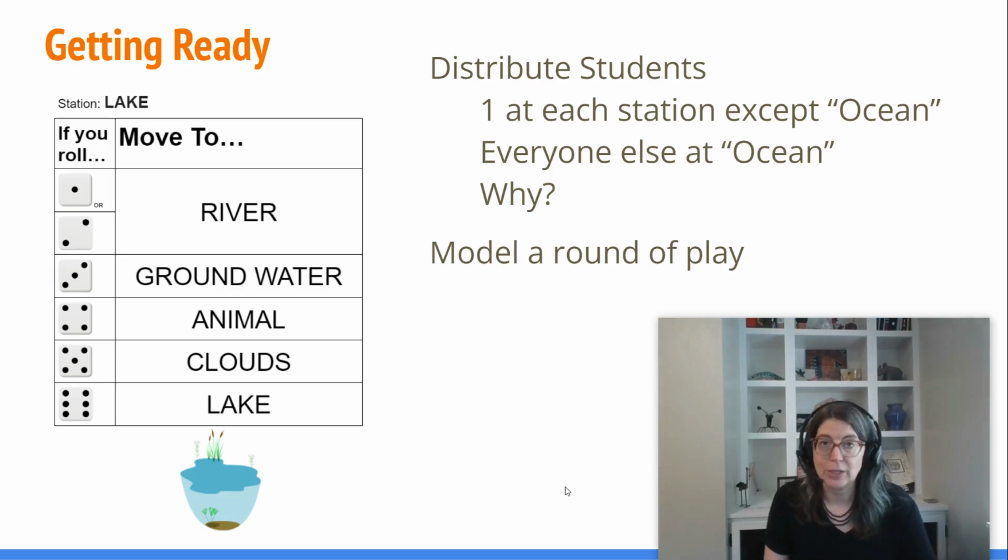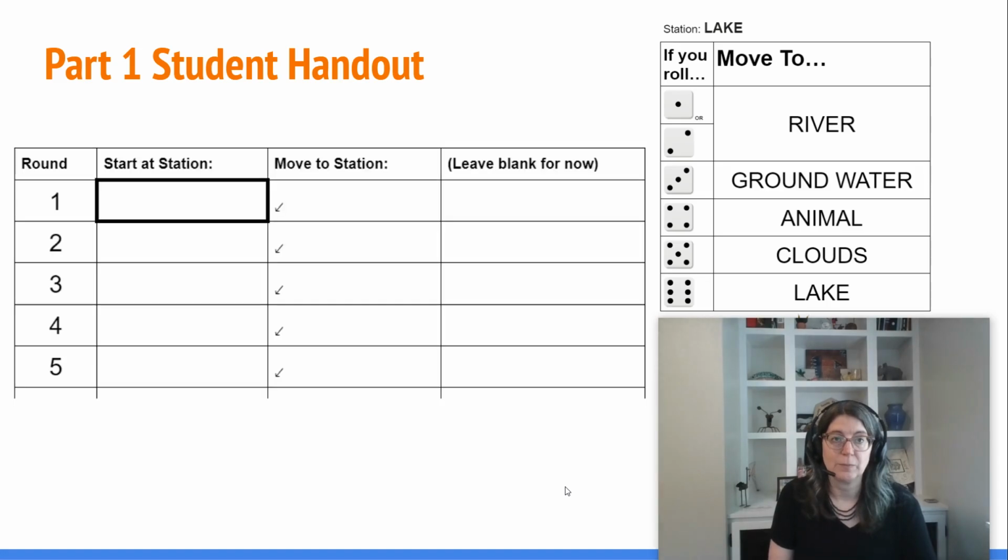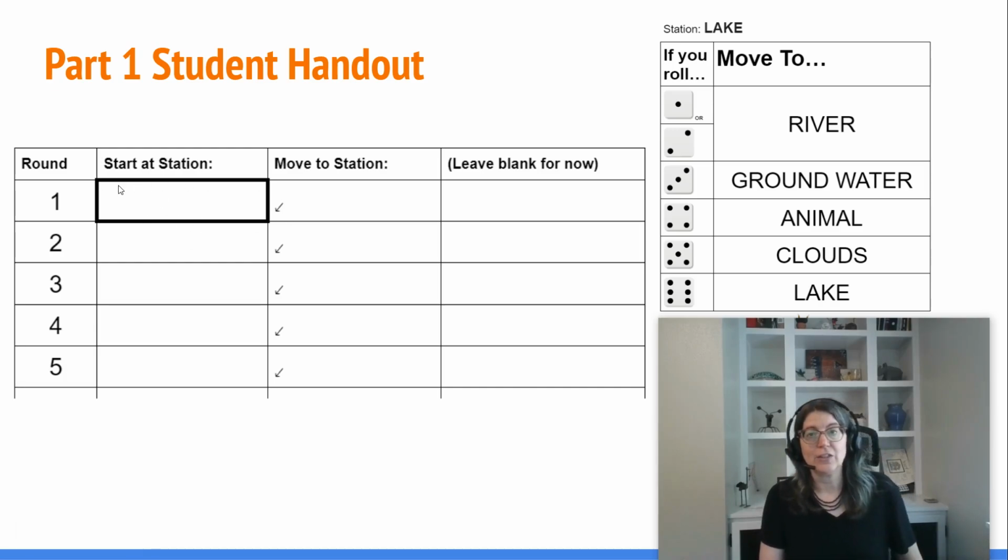I'm going to model as if I was modeling for students. All right, you can see here your handout, and at round 1, this first station has a box around it. That is the station where you will start. So for this modeling of a couple of rounds of play, I am going to talk about the student who is starting at the lake station. So you can see here the title lake is at the top. And so I will write lake as my start station for round 1.